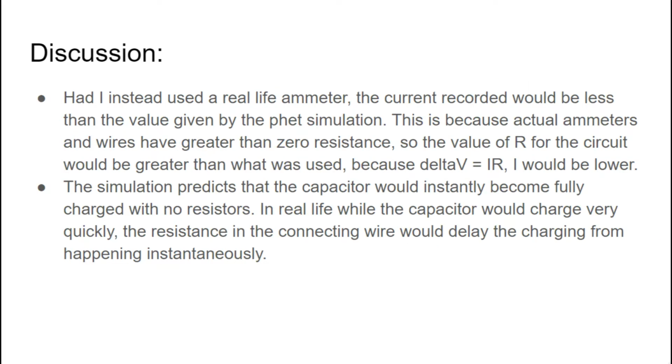Had I instead used a real-life ammeter, the current recorded would be less than the values given by the PhET simulation. This is because actual ammeters and wires have greater than 0 resistance, so the value of R for the circuit would be greater than what was used, and because delta V equals IR, I would be lower.